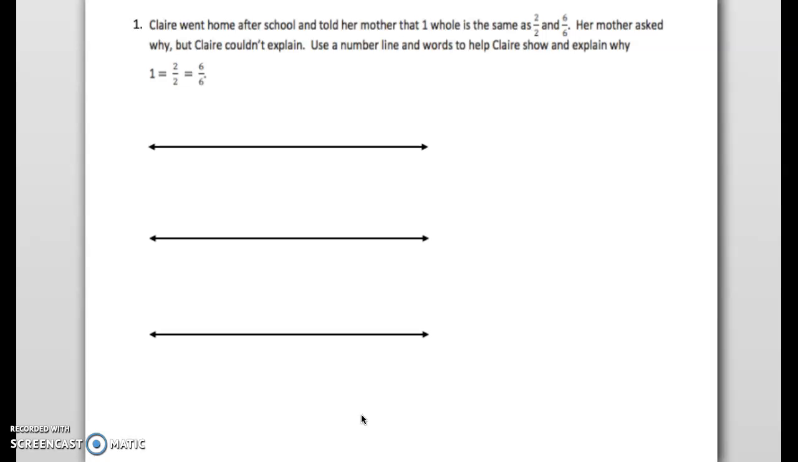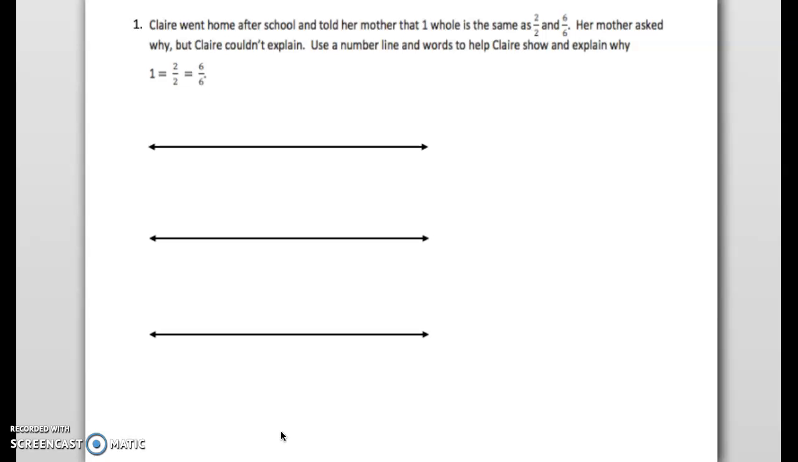Now let's take a look at today's problem. Feel free to follow along at home as I read it aloud. Claire went home after school and told her mother that 1 whole is the same as 2 halves and 6/6. Her mother asked why, but Claire couldn't explain. Use a number line and words to help Claire show and explain why 1 equals 2 halves equals 6/6.